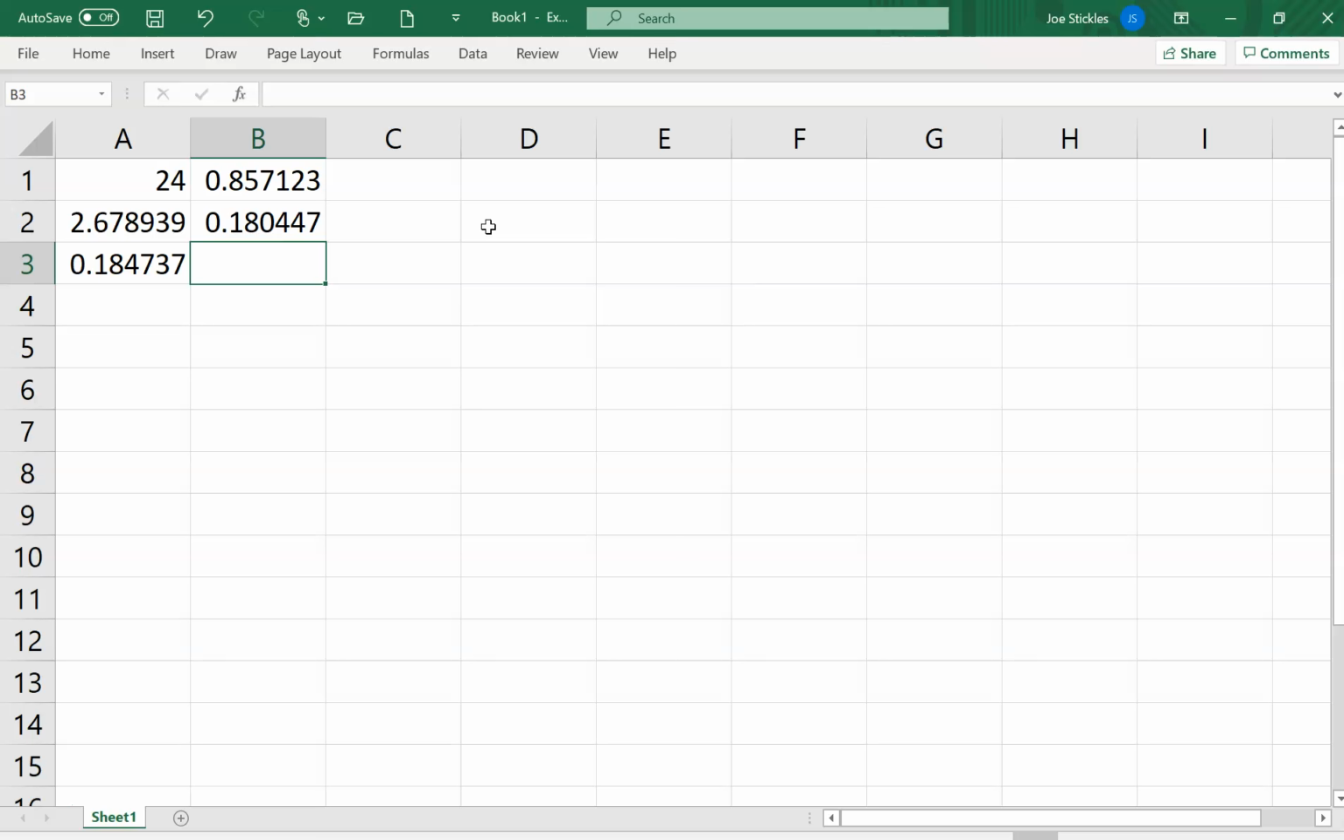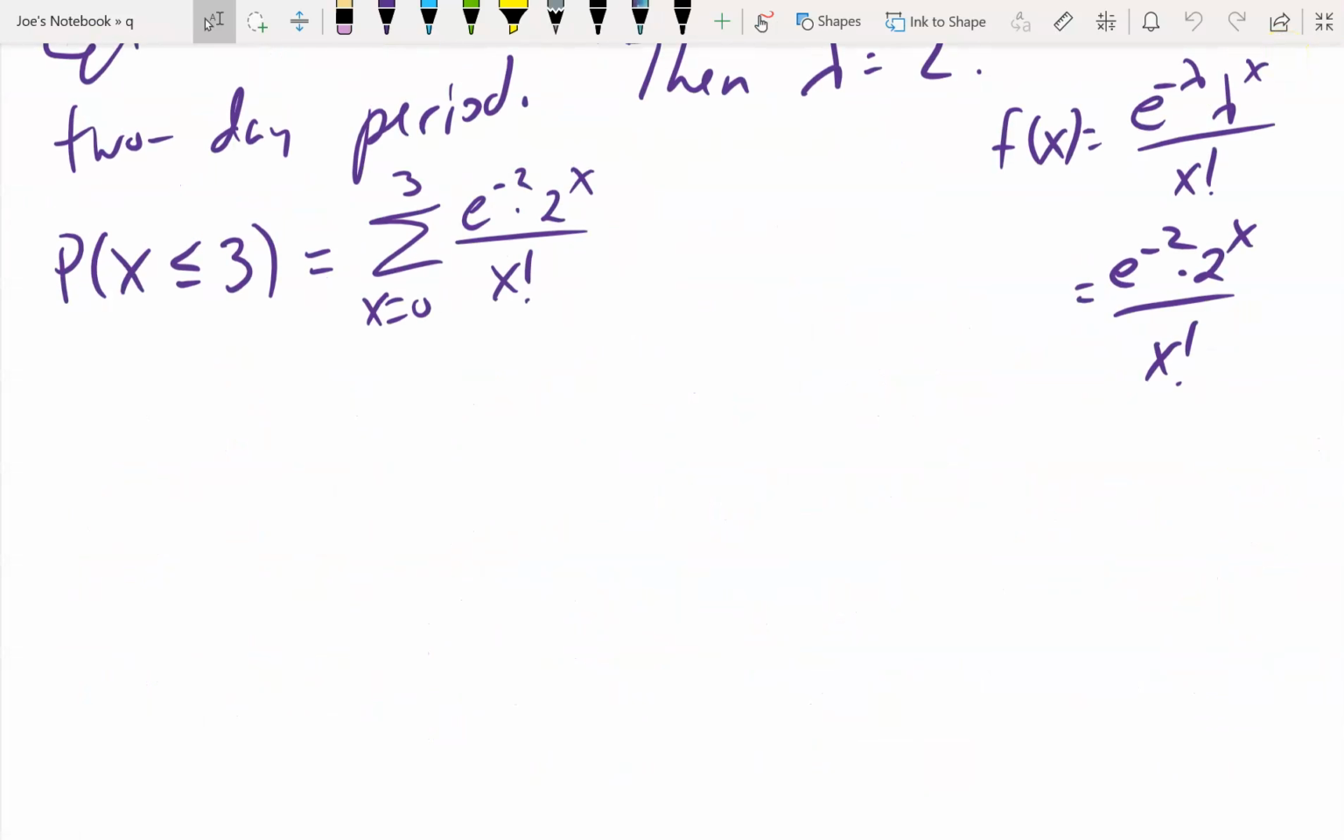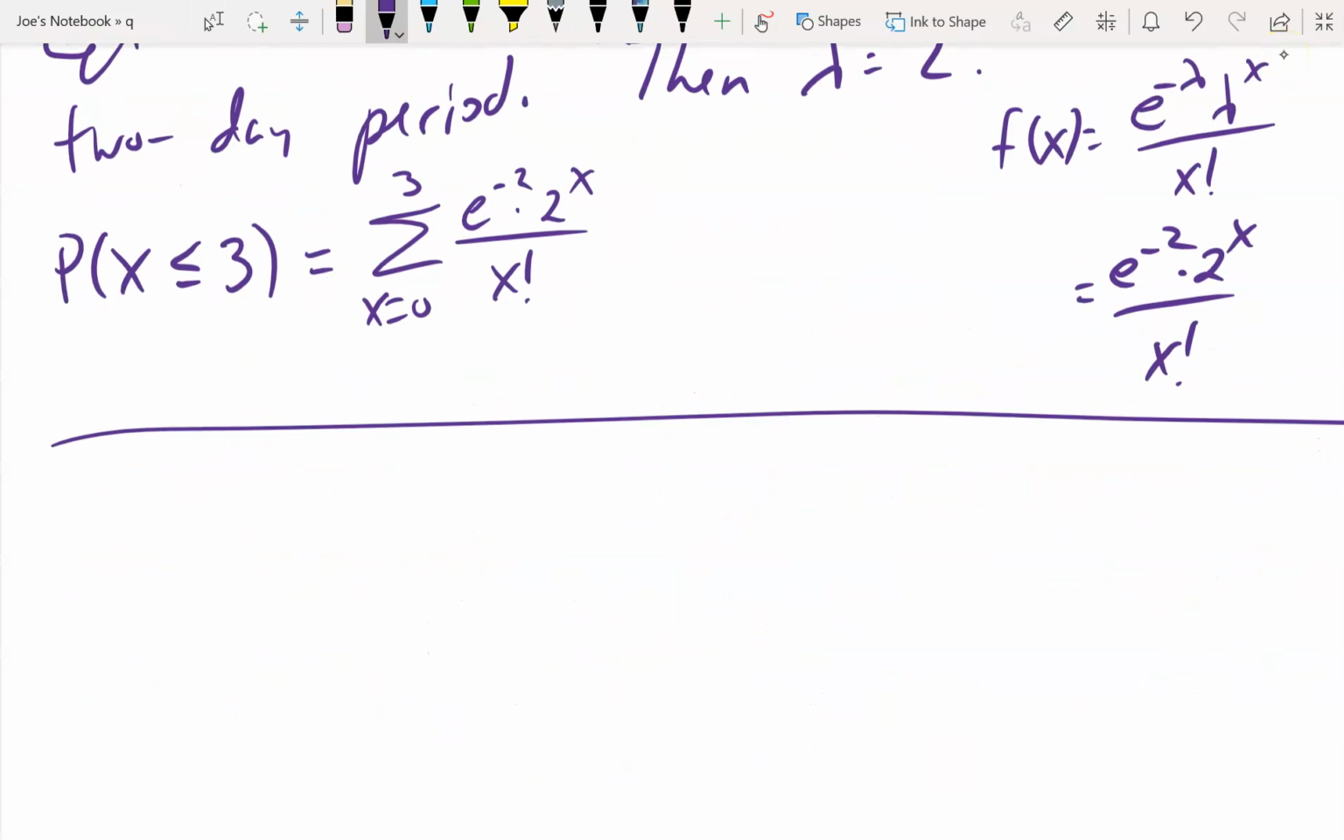What about part B, where it asks you to write the density function? That's kind of cool that Excel has this one. What if we want to write the density function for part B? Is that just a PMF? For what kind of a variable? What kind of variable is T? Continuous. Oh, it's definitely a continuous random variable.